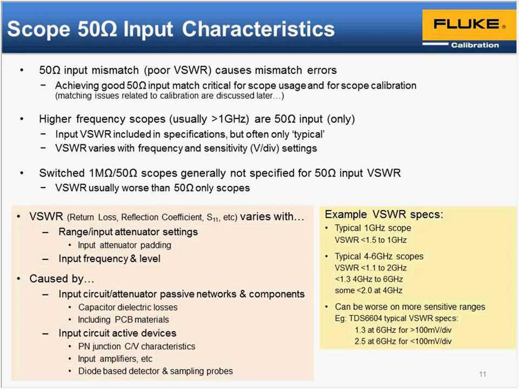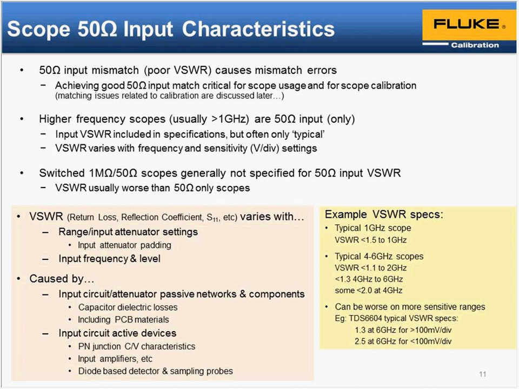Now, to give you some kind of indication, I've included some VSWR specs there for some typical scopes of the higher frequency types, a gigahertz and above. Most of these high frequency scopes, once you get above a gigahertz, are 50 ohm only. I do still see switched impedance, 1 megohm and 50 ohm scopes at gigahertz.